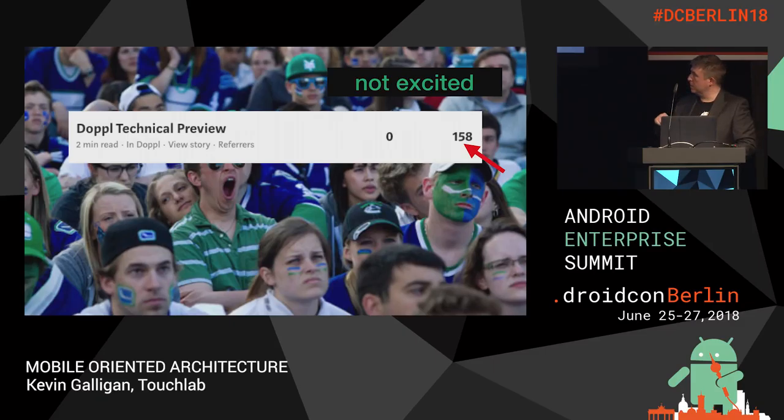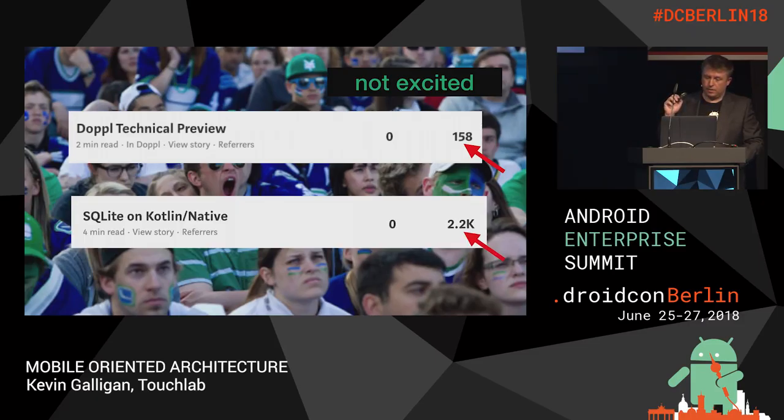Doppel technical preview, that's the Medium post, has 158 reads over the past year. And we released something on Friday for Kotlin Native that currently has 2,200 reads. So that gives you an indication of developer excitement about stuff and how much that matters.